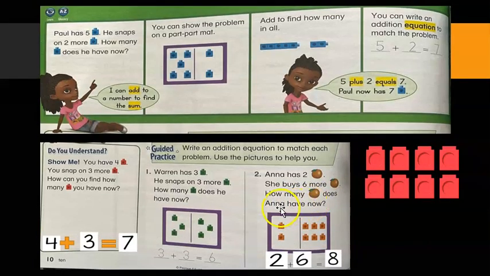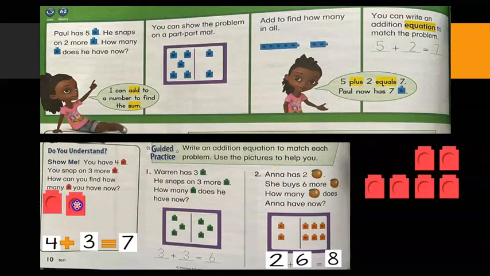So all together, Anna has how many red cubes? How many? 8. Now let's look over here now, first graders. It says right here, do you understand? Show me. Let me read this to you. It says, you have 4 red cubes. So look, you have 4 red cubes. So let Mr. Begay put 4 in here real quick so you can see it.